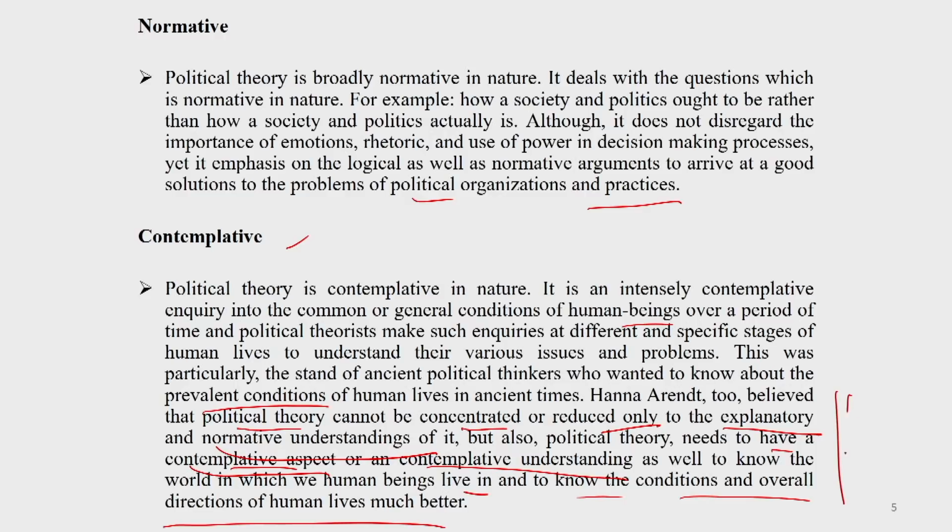lives much better. So, to understand the underlying structures that govern the political processes, political development, political organization in society or a polity, we need to include the contemplative or the speculative aspect of political theory as well, beyond the normative and explanatory nature of it.